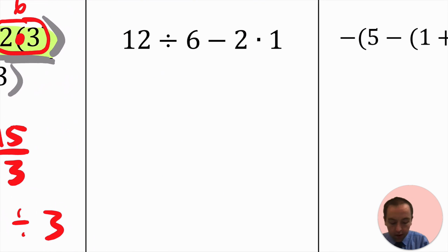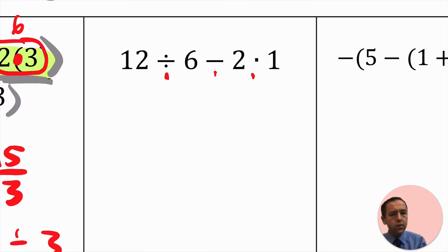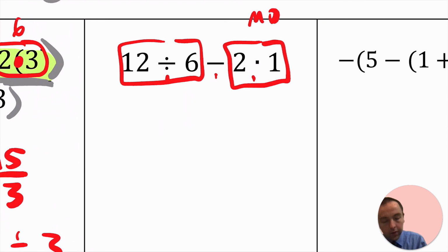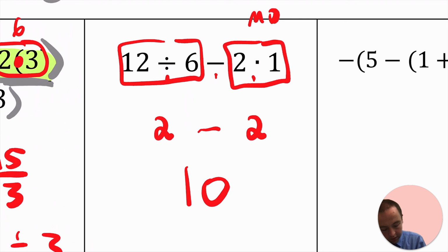This one's got a divide, a minus, and a times, right? So there's no grouping symbols, there's no exponents, just dividing and multiplying is going to happen here, dividing and then multiplying there. So you have to figure out those two separate chunks, and then we'll subtract at the end. So the first part is 12 divided by 6, and the next part is 2 times 1, and then you can do 2 minus 2, which is equal to a final answer there of 0.